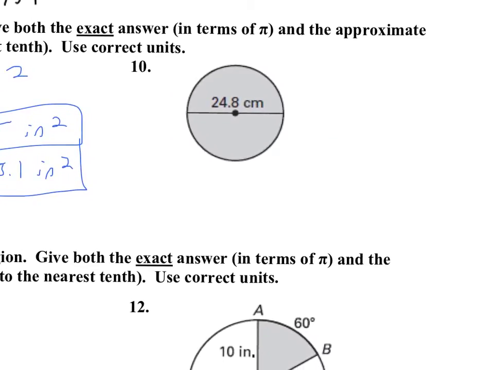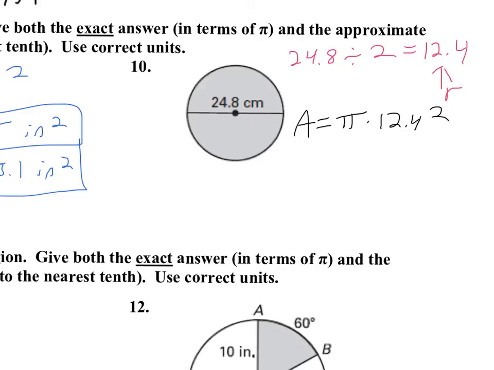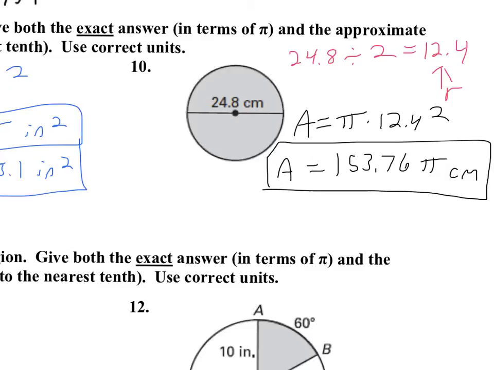Okay, next one. Notice we're given a diameter here. So the first thing you've got to do is split that diameter in half. 24.8 divided by 2 is 12.4. That is your radius. So area is pi r squared. Pi times 12.4 squared. Well, you can do 12.4 squared without rounding. We get 153.76. And then the pi stays there. So our exact area is 153.76 pi centimeters.